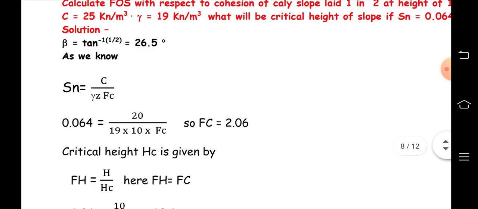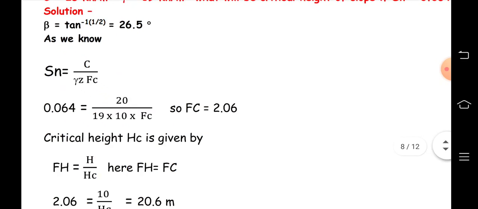First of all, calculate the value of factor of safety with respect to cohesion. Then we are going to correlate it with the factor of safety with respect to height. So Sn equal to 0.064 equal to 20 upon 19 into 90, that is gamma, and Z is 10 into Fc. So here the Fc is 2.06.